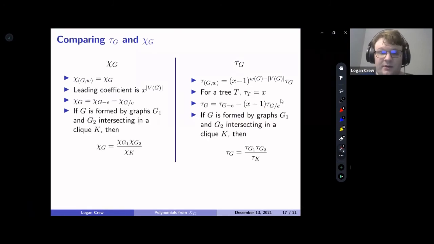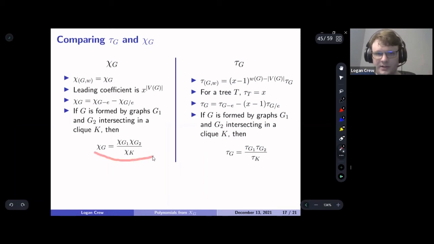One thing that does carry over actually exactly is clique joins. It is well known that if you have a graph that is formed by two graphs, G1 and G2, intersecting in a common shared clique, then you can express their chromatic polynomial by taking the product of these two graphs and dividing by that of the clique. It turns out that you can check by just basically factoring through that process from above that the same thing holds for tau, which is interesting.